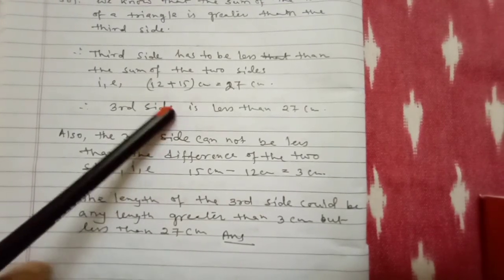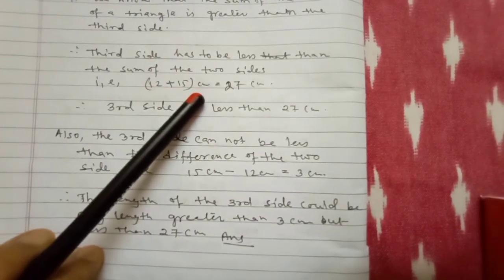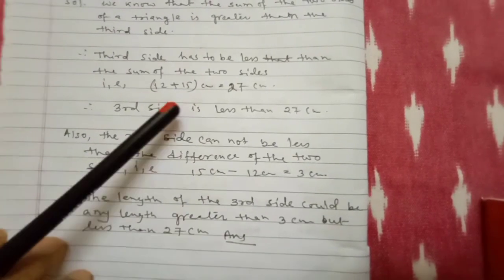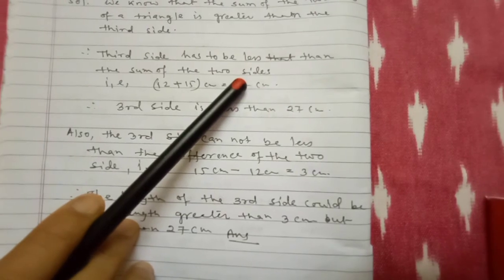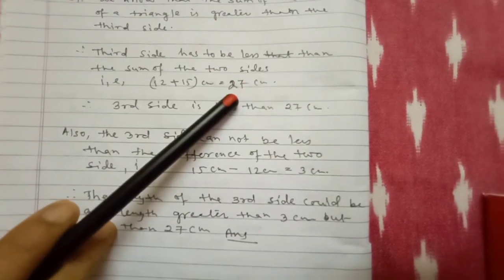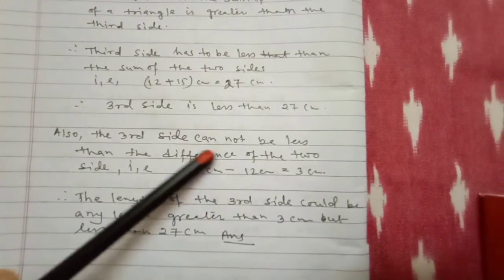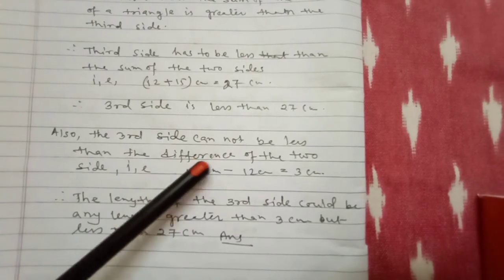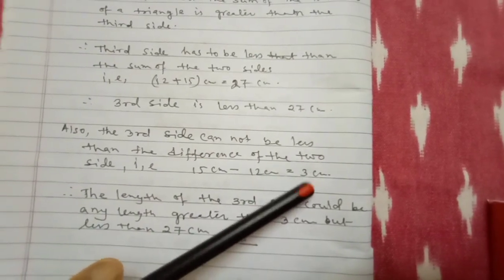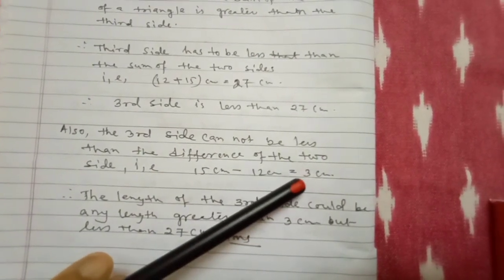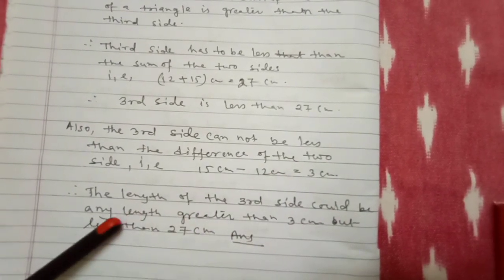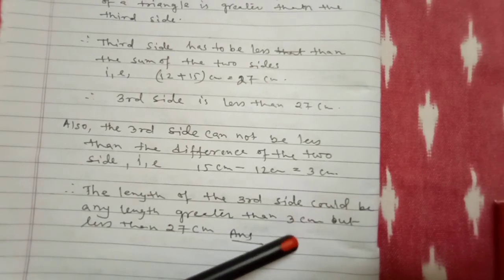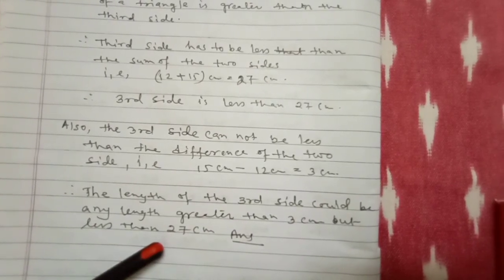That means we have to find the sum of these two sides and the difference of the two sides. When we find the sum of the two sides, our third side will be less than that length. And when we find the difference between the two sides, our third side will be more than this length. Understood? The length of the third side could be any length greater than 3 centimeter but less than 27 centimeter.